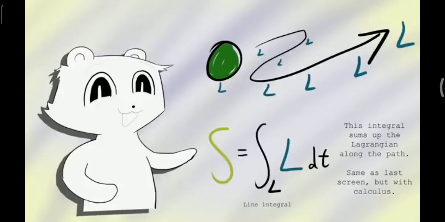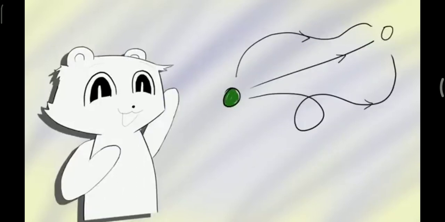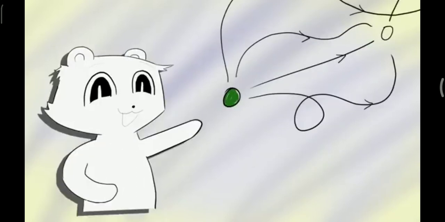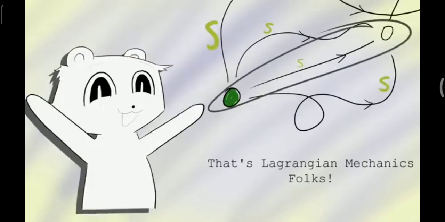The total sum of this, or the integral of the Lagrangian over its path, is the action. The action is called S for the sole purpose of confusing people. But if you considered every possible path the ball will take and choose the path that has the least action in it, it turns out that's the path the ball actually takes.